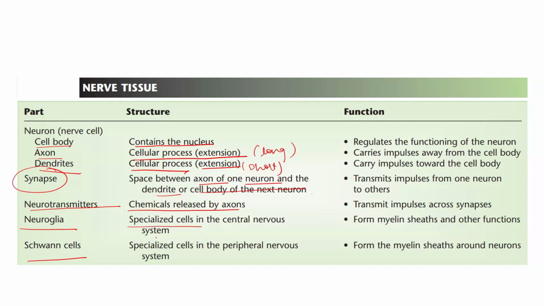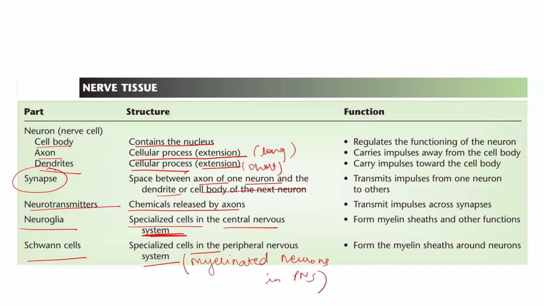Neuroglia are the specialized cells which are present in the central nervous system and help in the nourishment and in preventing the neurons from getting infected. Schwann cells are specialized cells which are present in the peripheral nervous system, and their function is to myelinate the neurons in the PNS.